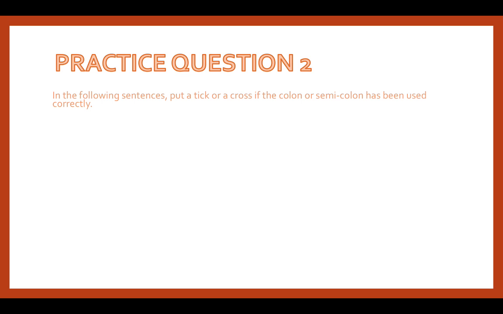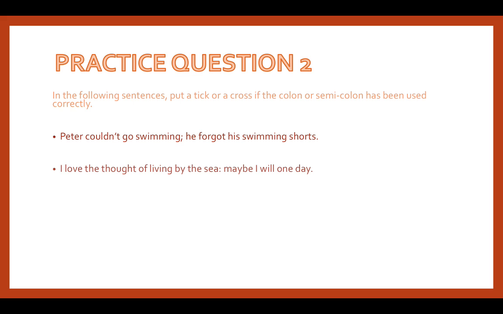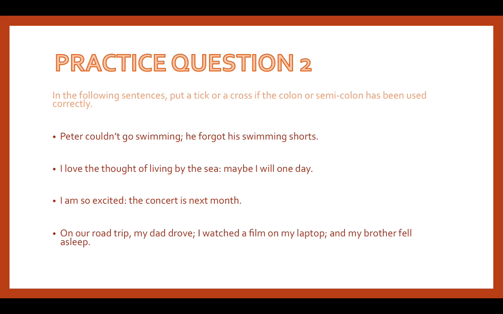In the following sentences, put a tick or cross if the colon or semicolon has been used correctly. So Peter couldn't go swimming, he forgot his swimming shorts. I love the thought of living by the sea, maybe I will one day. I am so excited, the concert is next month. On our road trip, my dad drove, I watched a film on my laptop and my brother fell asleep. So for these sentences, you've got to put a tick or cross whether the colon or semicolon has been used correctly.